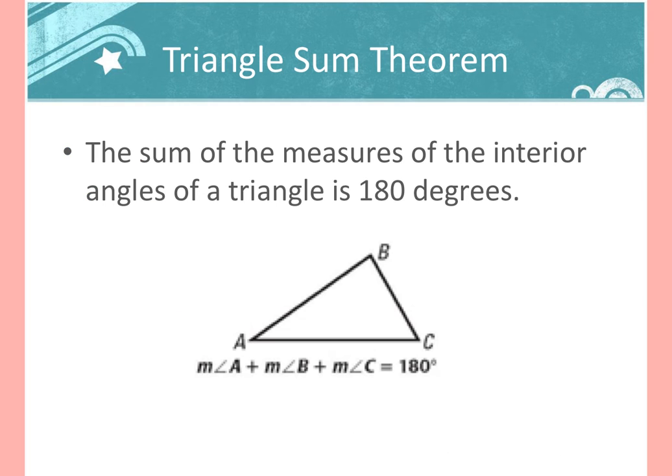All right, so the triangle sum theorem says that the sum of the measures of the interior angles of a triangle is 180 degrees. Yes, it has a name, so if I'm going to use this in a proof, I can use the name, but you don't have to use the name. You could just say all the angles in a triangle add up to 180 degrees.